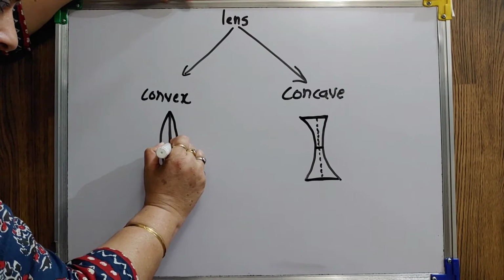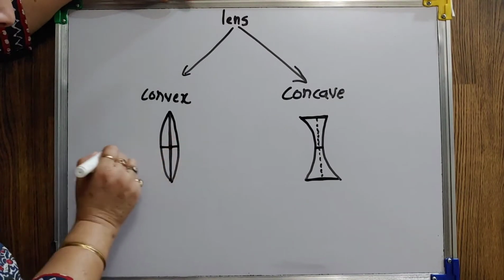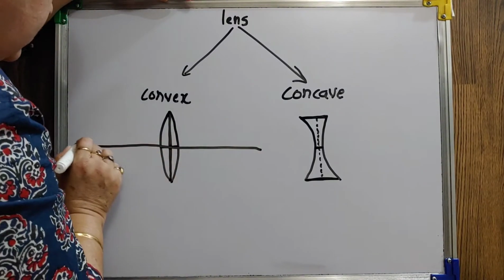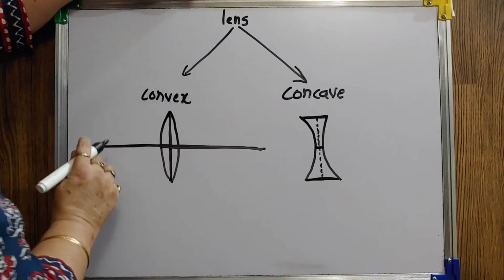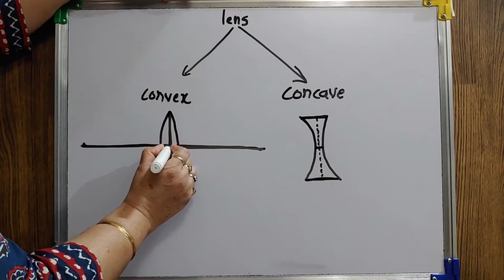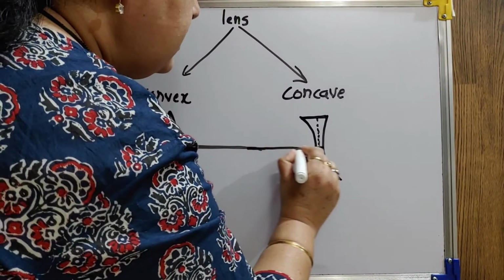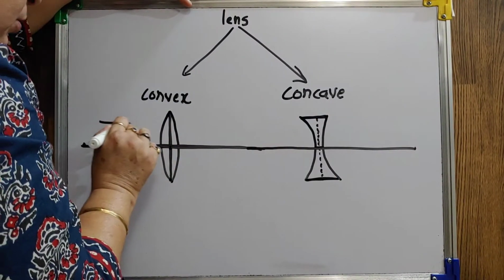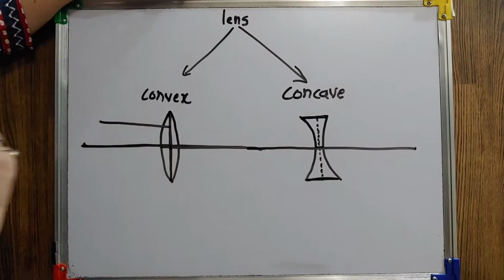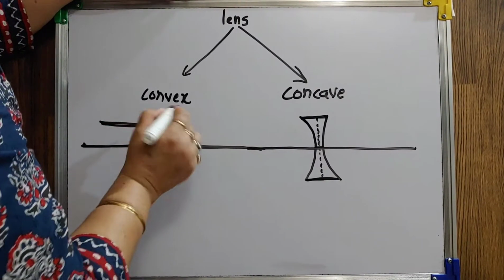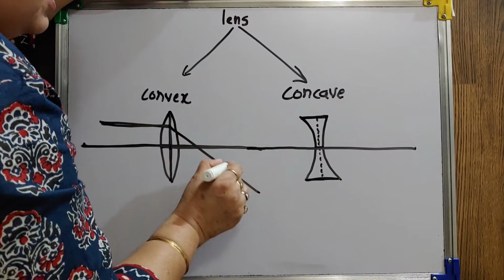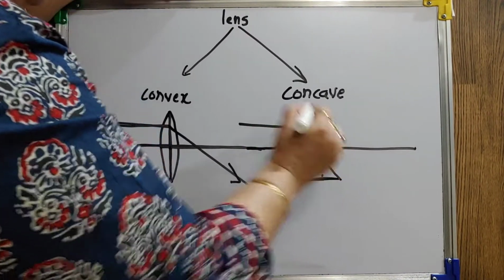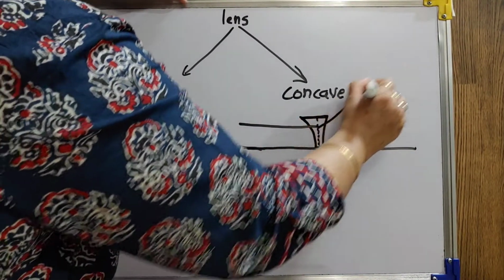The center of this lens is the optical center. It is a point from where a ray of light passes and remains undeviated. The line passing through this optical center is the principal axis. I am extending it for the other lens. Now, when I take any line parallel to this principal axis, after refraction, it converges. In the same way, a line parallel to the principal axis for the concave lens diverges.